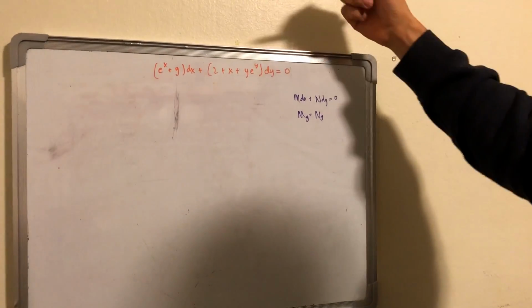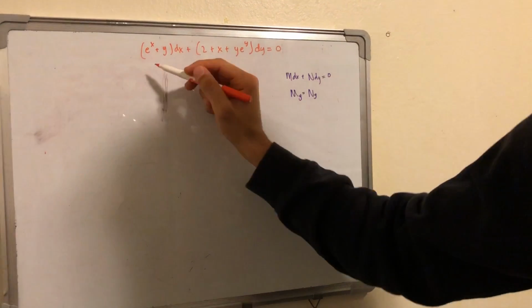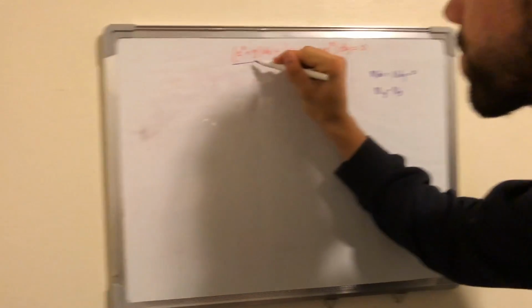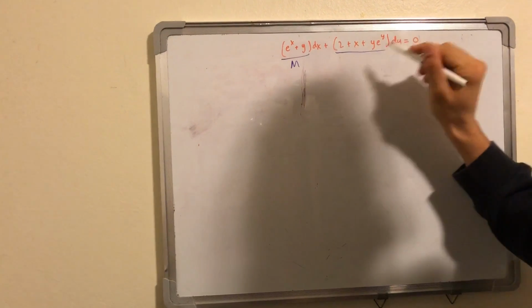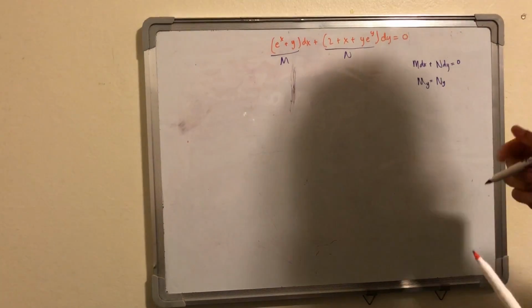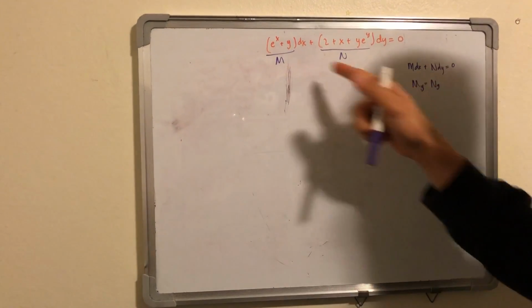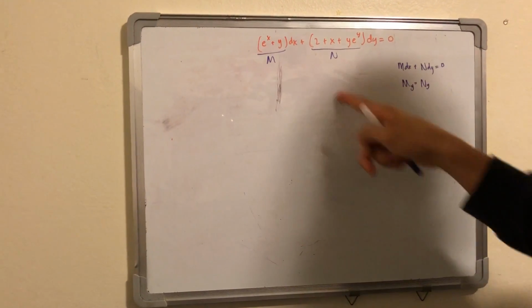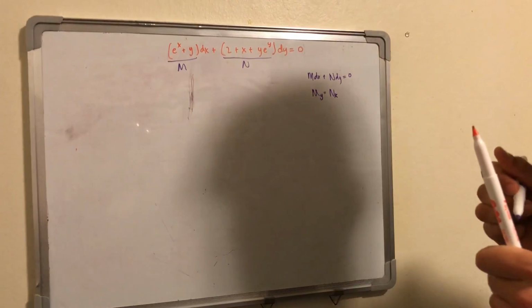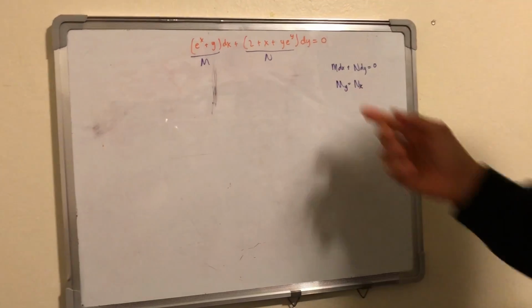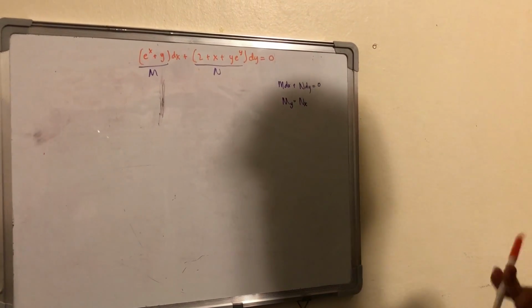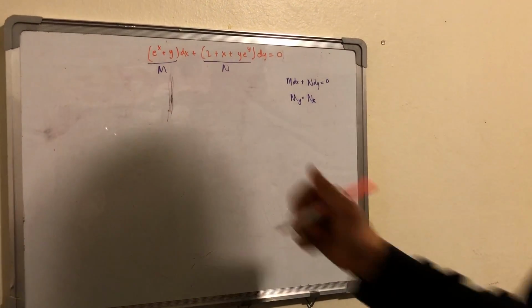So we have to take the partial derivative, in a sense. If we say that this function right here is M, and this function right here is N, then we take the partial derivative of M with respect to y, and the partial derivative of N with respect to x. If these two are equal to each other, then we can use the exact process. So let's go ahead and do that.